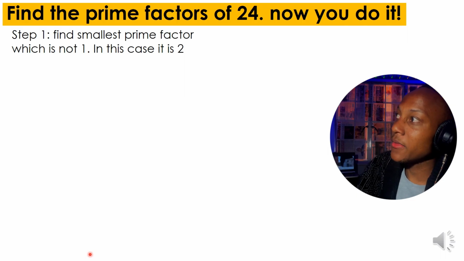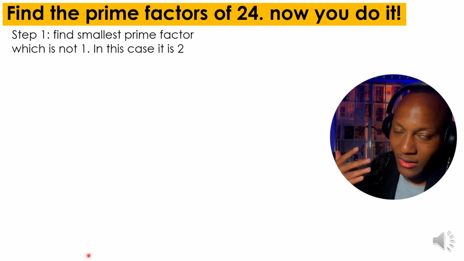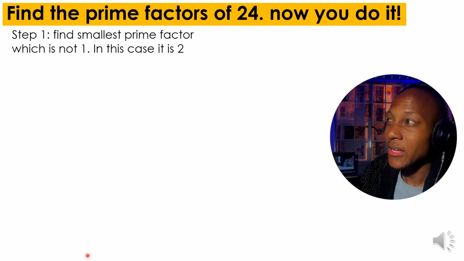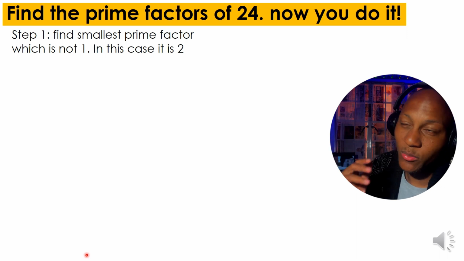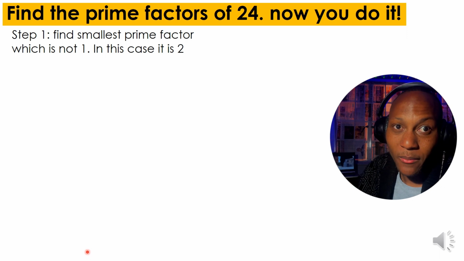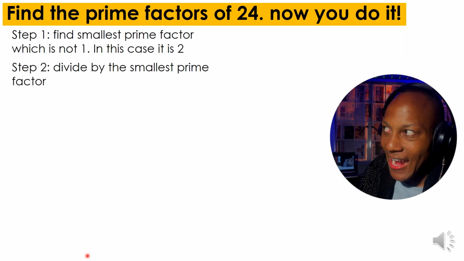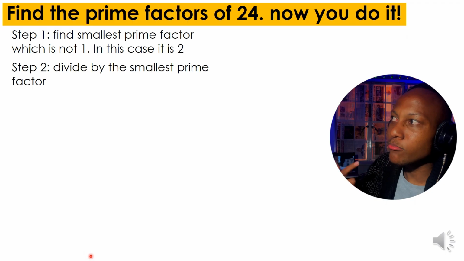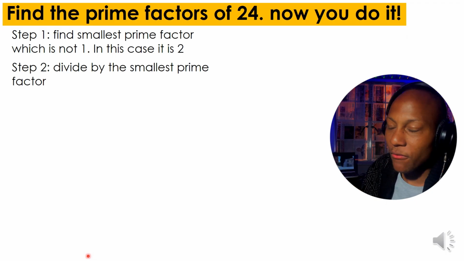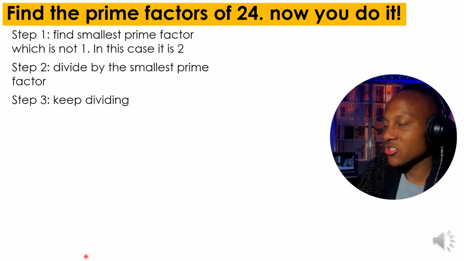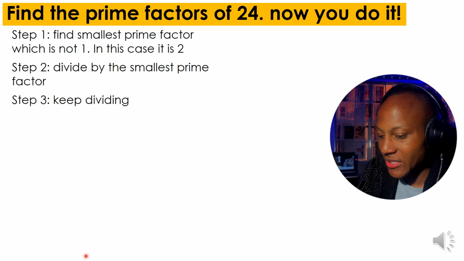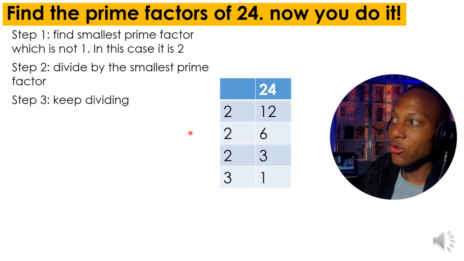Find the smallest prime factor. Like I said, 1 is not a prime number. So in this case, it is 2. That's the smallest prime number that can get into 24, right? Once you find that number, divide by the smallest prime factor. So 24 divided by 2, you get 12. And then the next thing is you just keep dividing the answers that you get by the smallest prime factor. How do you do it?